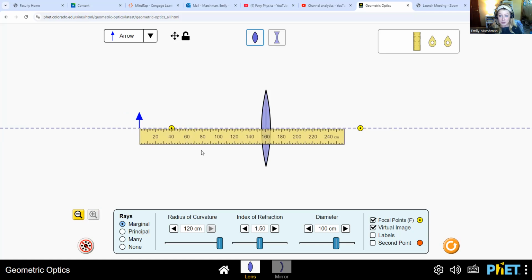Where's the image going to be located? Is the image upright or inverted? And is the image real or virtual? And is the image bigger than the object or smaller than the object?